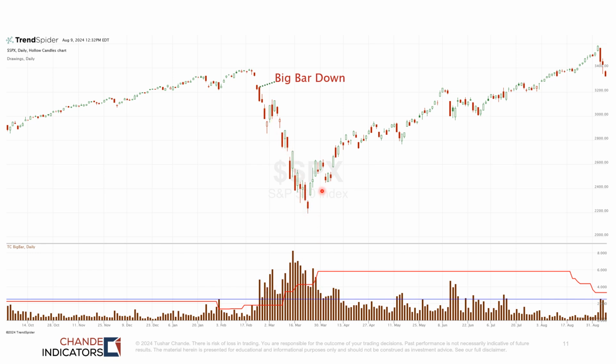Eventually we form a bottom. Of course, it's hard to tell when that bottom would occur based just on this indicator. But as the market then stabilized and rallied, you see that we have a big decline in volatility. So volatility can decrease when there's a steady trend in one direction or the other.